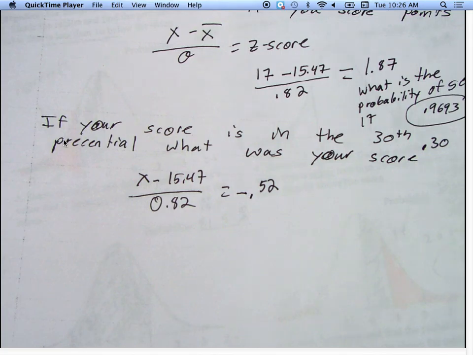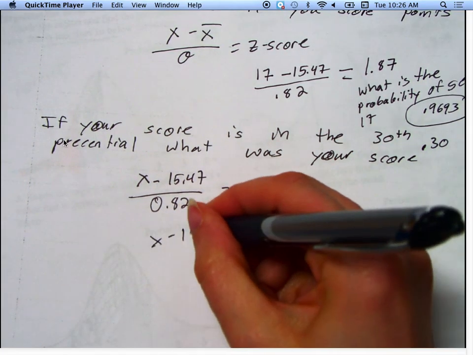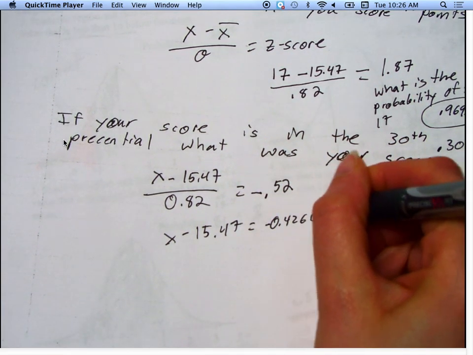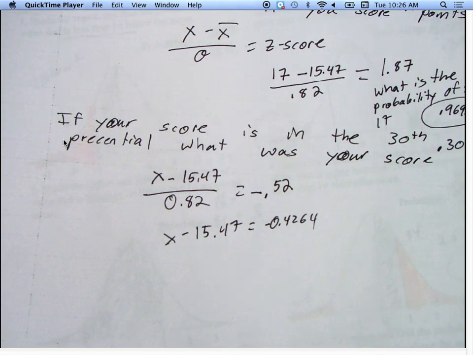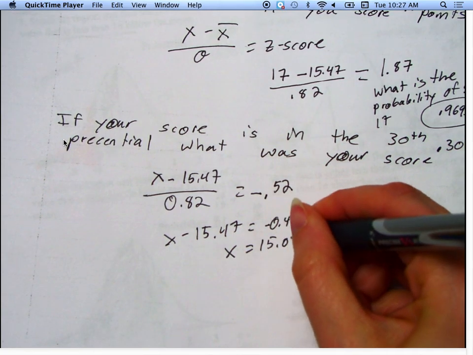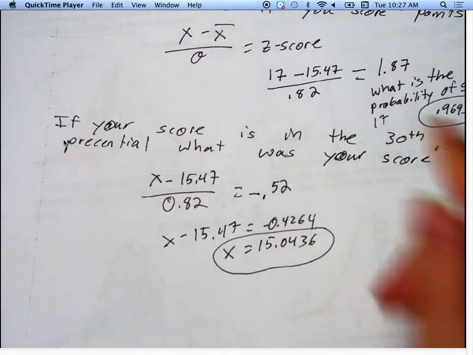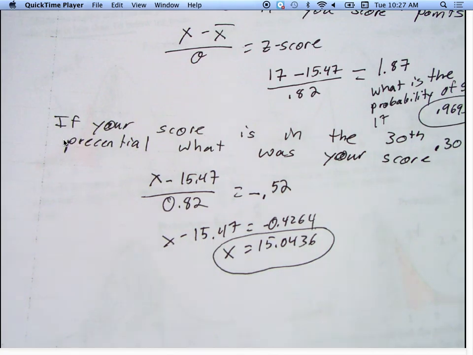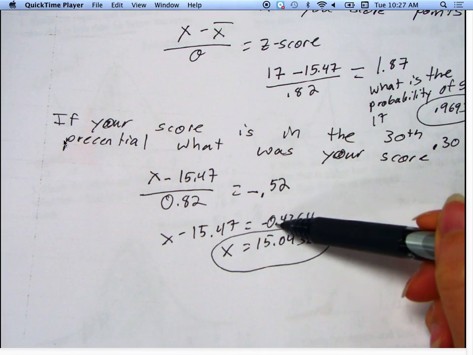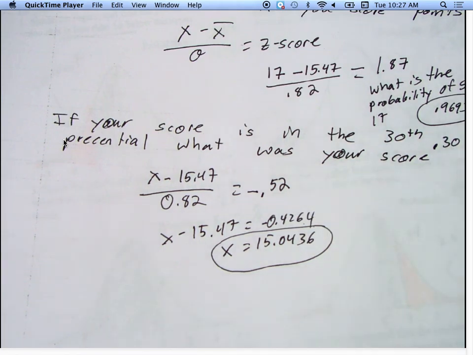Negative 0.52 times 0.82 gives us negative 0.4264. Now I'm going to add 15.47 to it. And I get x equals 15.0436. Do we agree? Negative 0.4264. Yep.